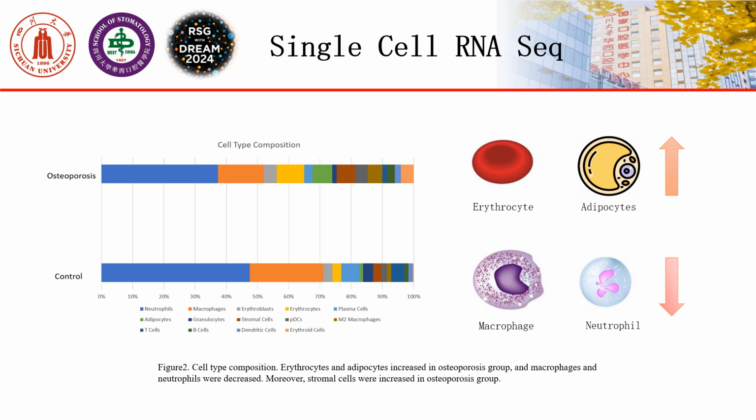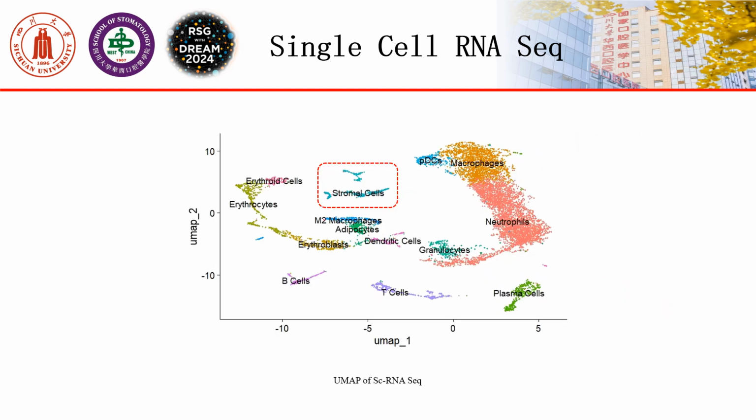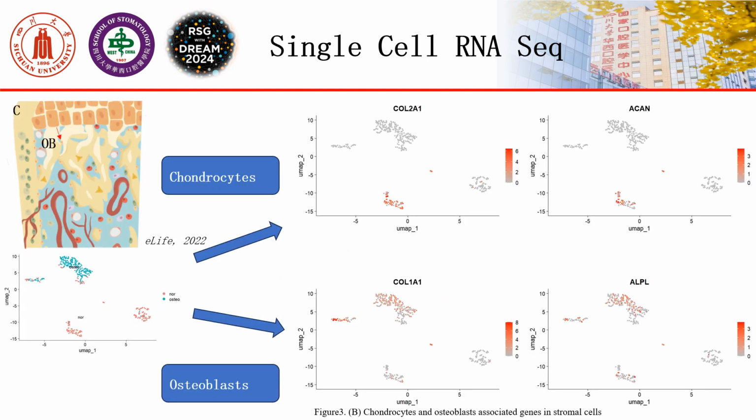However, stromal cells consist of various cell types, including chondrocytes, osteoblasts, osteocytes, stem cells, etc. So if we want to see the proportional change in the stromal cell cluster, we subset the stromal cells from the data. As we can see, the osteoporosis group's stromal cells are usually at the upper part of the UMAP, and in the control group they are at the lower part of the UMAP.